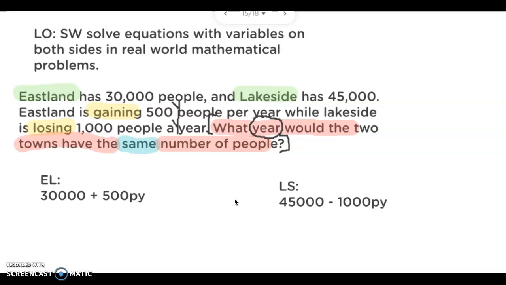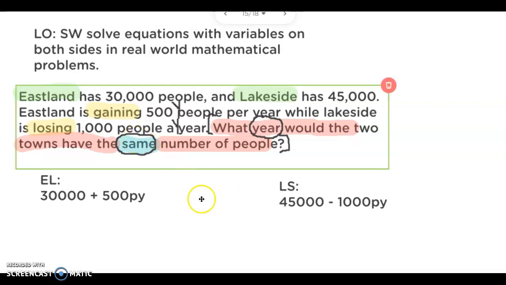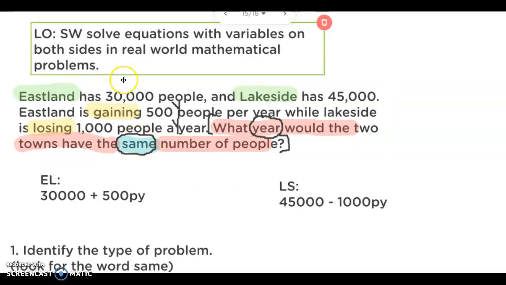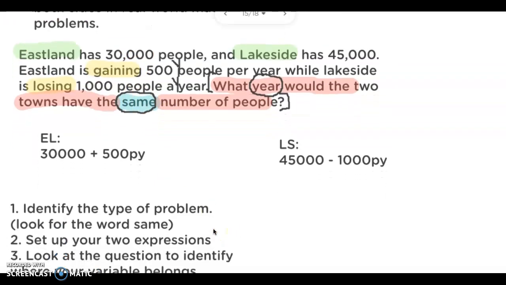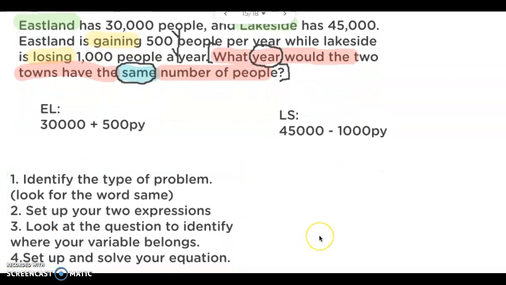First, I go through and identify the word same as I'm reading the problem, because you're going to have a lot of problems on STAR tests. I'm going through the problem, I identify the word same. So when I see same, I need to be thinking equations with variables on both sides. After I identify that, the next step is to set up my comparison. The third step is to identify where the variable belongs.